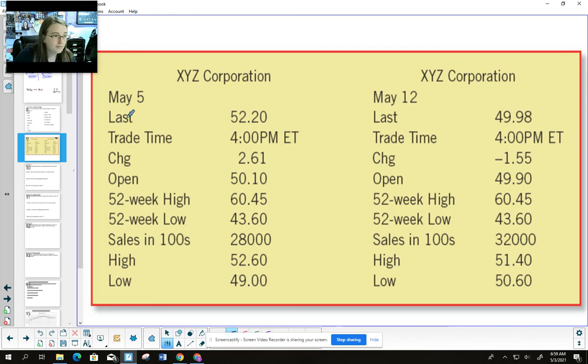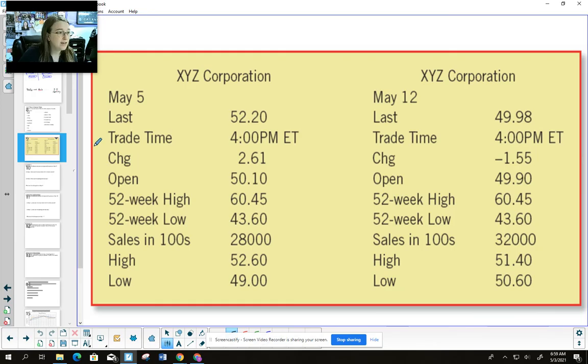So we have the last, which means at that time what the last trade was. But because this is closing, this also means the closing price. If the time were different, it would just mean the last price that was listed at that time. But because this is closing time, we can call it the closing price as well. CHG, what do you think that stands for?